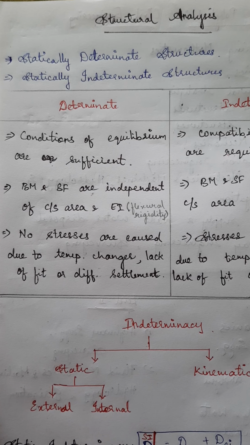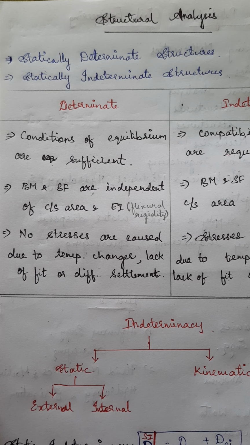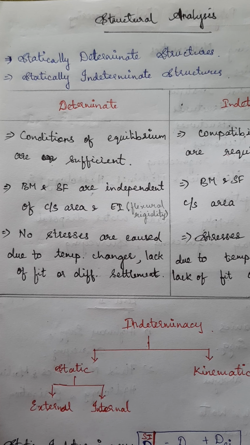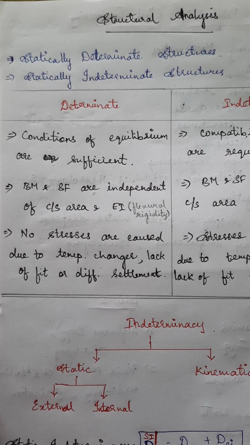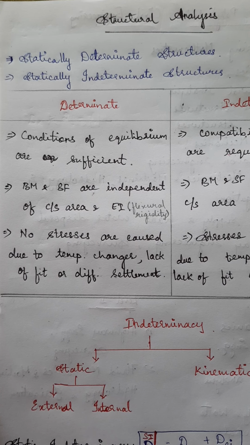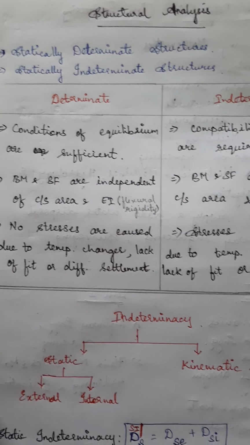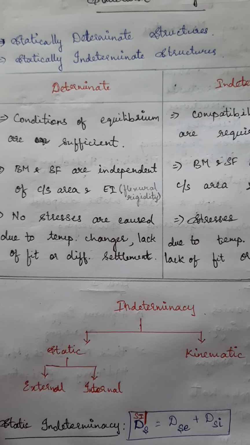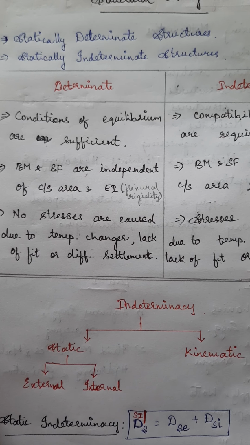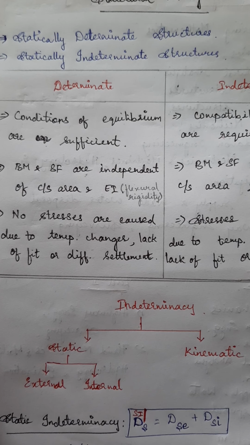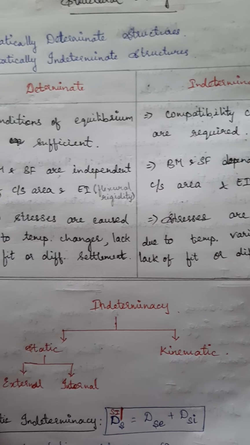Today we'll see a small topic about structural analysis, that is static indeterminacy and kinematic indeterminacy. Generally, a structure can be determined as a determinate or indeterminate structure. The main difference between determinate and indeterminate structures is that in determinate structures, conditions of equilibrium alone will be sufficient, whereas in indeterminate structures compatibility conditions are required.